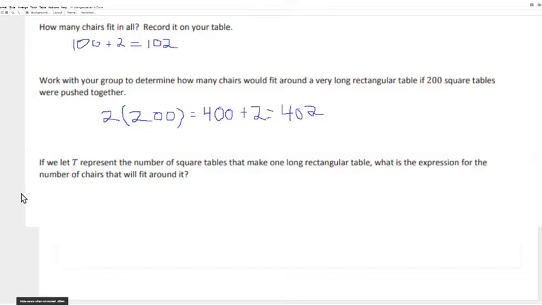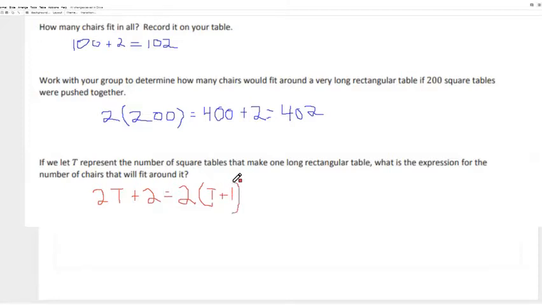All right, and the last part, like I said, this is something that we actually did. It says if we let T represent the number of square tables that make one long rectangular table, what is the expression that we would use? So once again, to reiterate what we talked about, we would take 2 times the number of tables, so 2 times T, and we would add the 2 that would fit 1 on each end. Another way we could write this using the distributive property is 2 times (T plus 1).